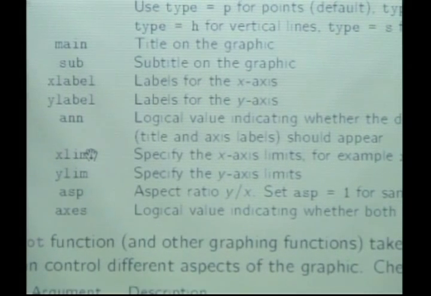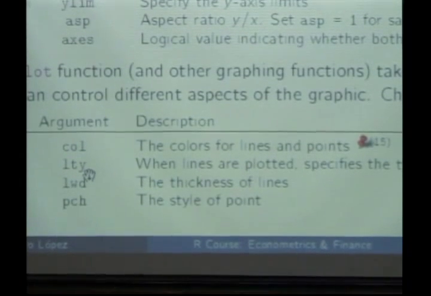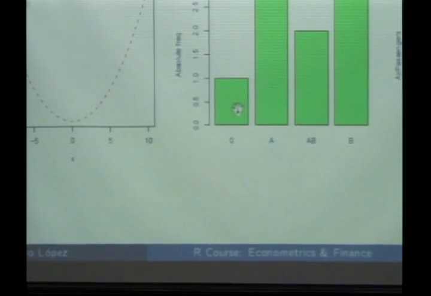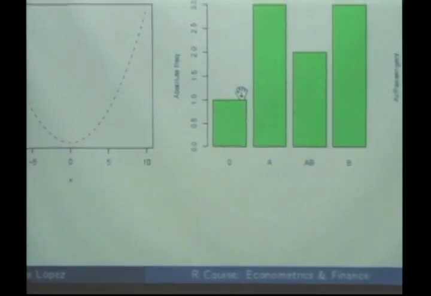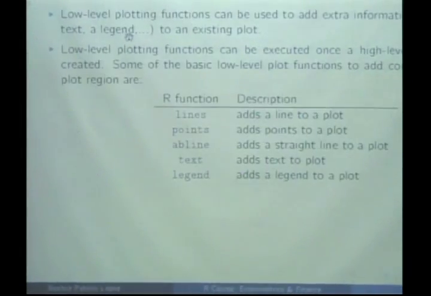If you want to change the limits of the axis, you can also do it with xlim or ylim, or if you don't want to draw the axis, then you can use axes equal FALSE, and then the axis disappear, okay? And you can also use extra parameters to control aspects, for example, the color, the type of line, the thickness of the lines, etc. Okay, so here we have some different examples using these arguments, but there are a lot of arguments for the plot function, okay?